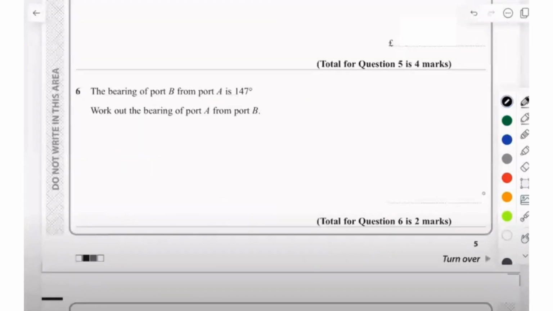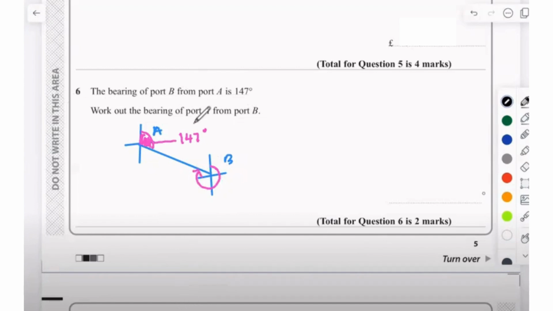Question 6: the bearing of port B from port A is 147. Work out the bearing of port A from port B. So if you draw the bearings, this is A and this is B. The bearing of port B from port A, which is this, is given as 147. They're asking us to find the bearing of port A from port B. So this is the bearing that they're asking us to find.